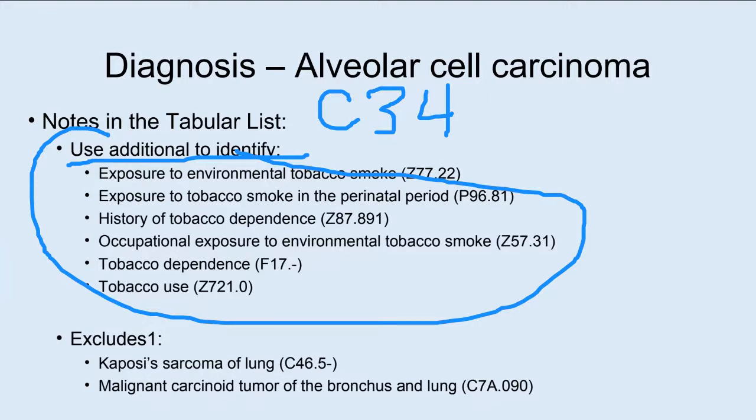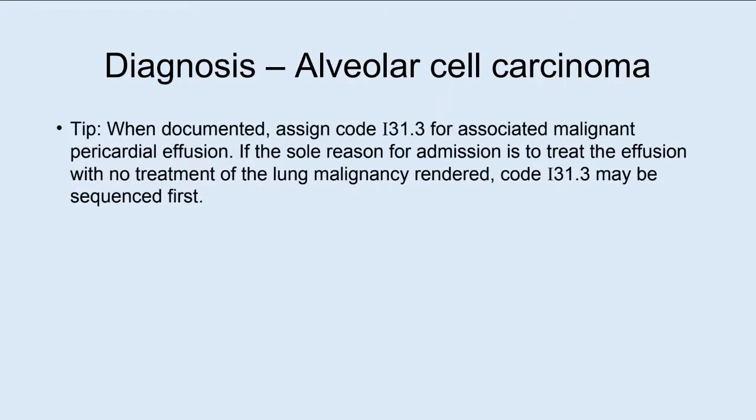Now, are they, who knows, but if it's not documented, you're not going to use it. That's the point. There's also an excludes one code, meaning that if the patient has one of these conditions, you're not going to use the C34 code. You're going to use the other code as listed here. So this excludes one, of course, is an either or.